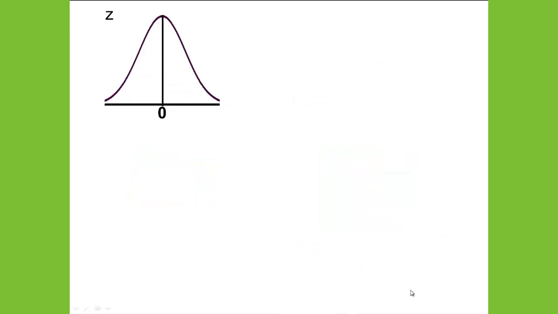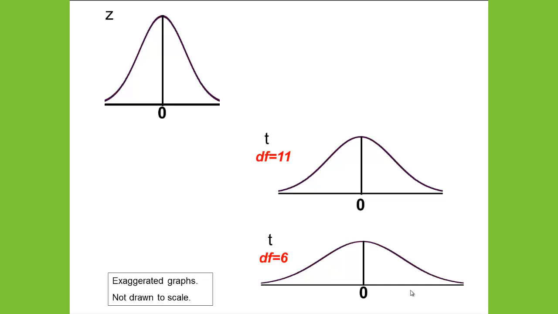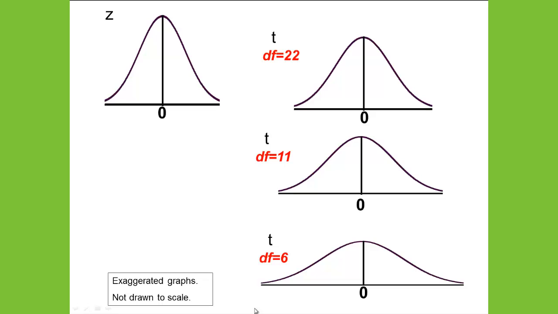Now let's look again at the shape. We have, for degrees of freedom of 6, our graph may look something like this. Notice that these are exaggerated graphs and they're not necessarily drawn to scale. We have another t-distribution with degrees of freedom of 11. Notice the change in shape. And a third t-distribution, degrees of freedom of 22. Notice the shape of it.